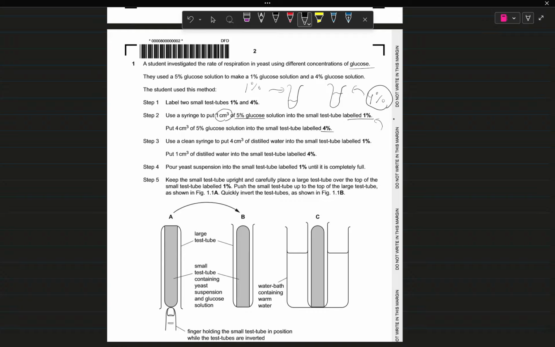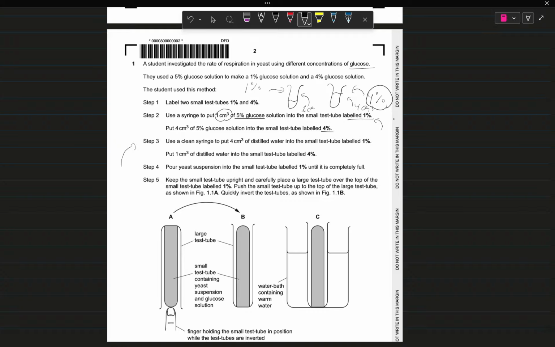Now you might be asking me, okay, so after all, this is still 5%, this is still 5%, what's different really is just the volume. So technically, it's still the same concentration. You're correct. This is why we still have step 3. In step 3, since this one is 1 centimeter cubed, and this one is 4 centimeter cubed, we want to make them both the same volume. You want them both to be 5 centimeter cubed.